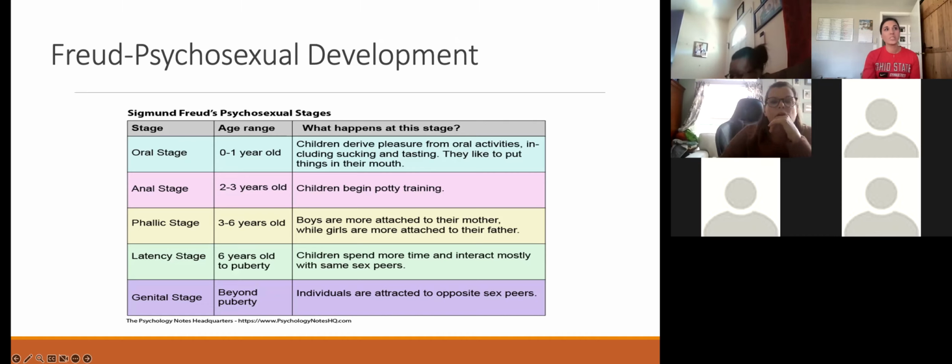And then latency is 6 years to puberty. And this is where they're going to spend more time with their same-sex peers. So this is that age where the opposite sex has cooties. We don't want to hang out with them. We're going to stay with our same-sex peers, learning those role modeling behaviors. And then once we get through puberty, we're going to be in the genital stage, focusing on those opposite sex long-term relationships.